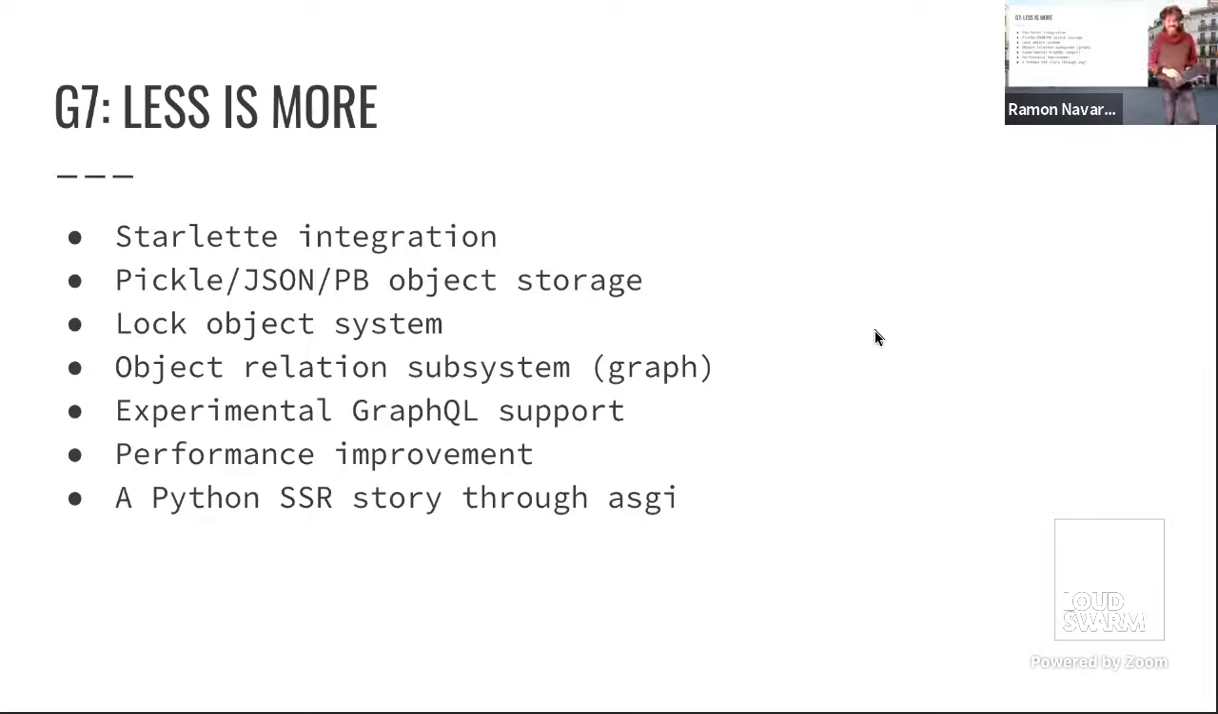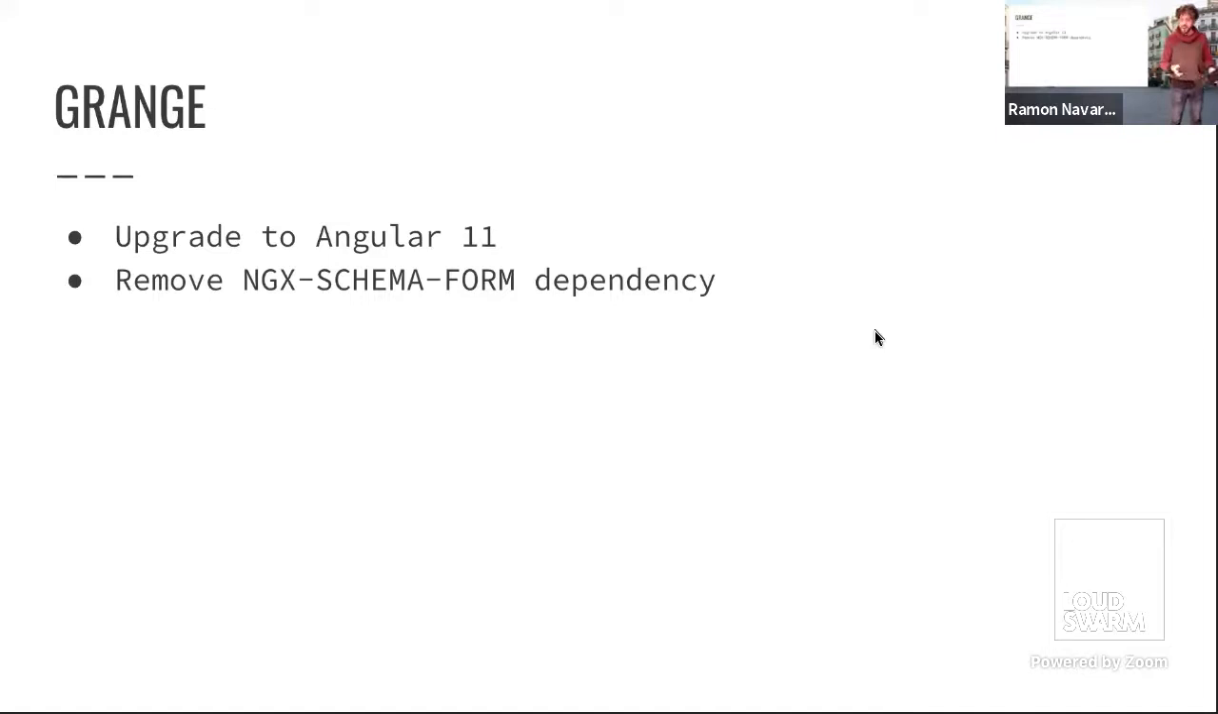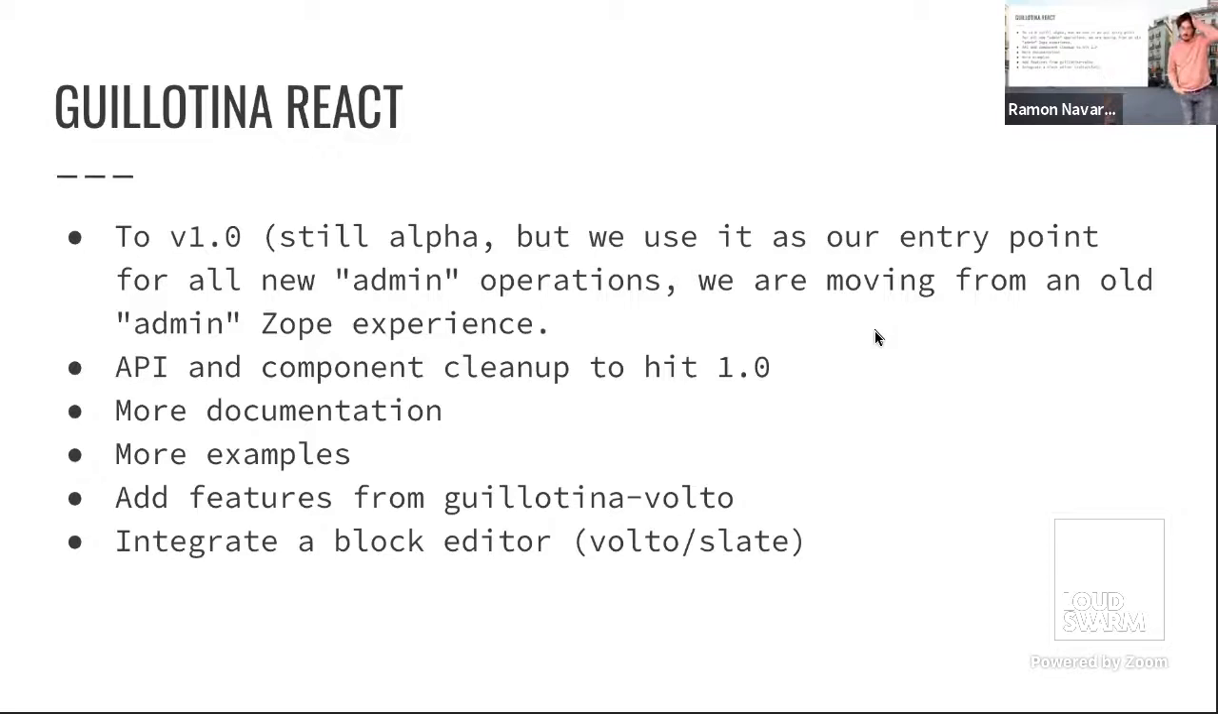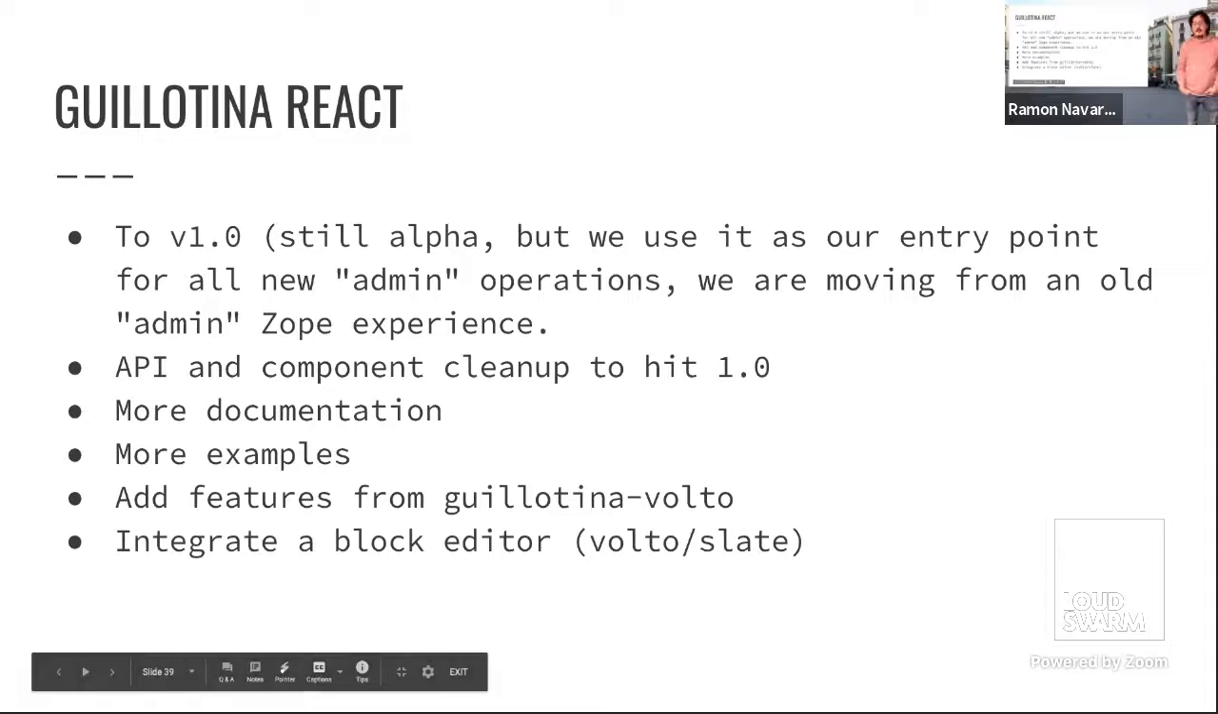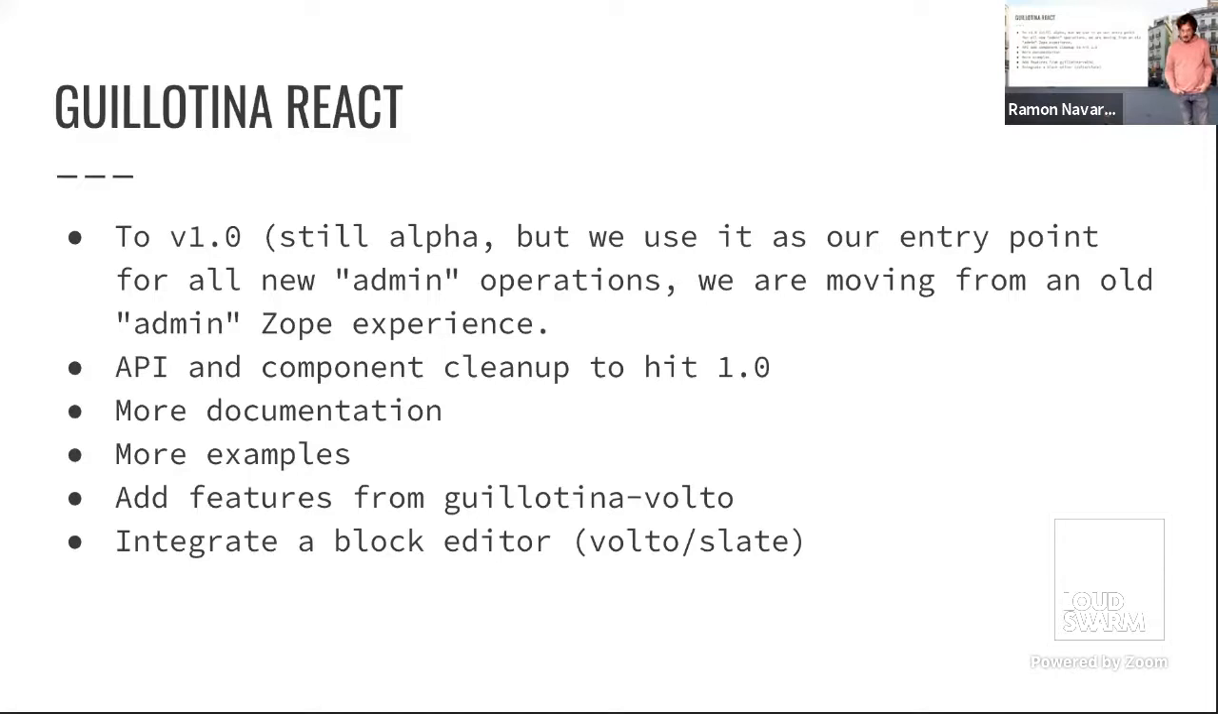Guillotina Angular is also going to be great, with Angular 11, and it is going to remove the Nginx schema as a dependency. We will try to go to the final release, and we have to make some API changes and fix some things for the community: presentation, more examples, because it's missing. And perhaps future features from Guillotina Moto to make it work on a Guillotina Moto installation, and also add a blog editor, perhaps Google, perhaps Slack, or React pages, or something else. But then just go, test it and try to bring it up.